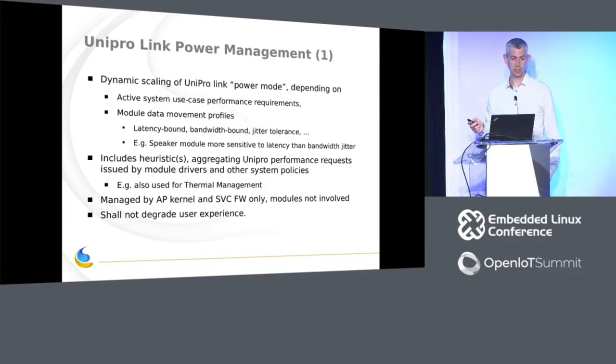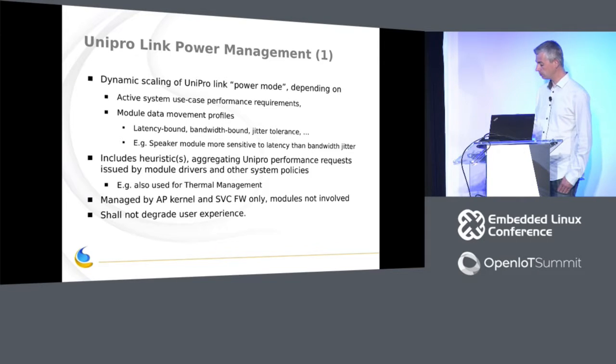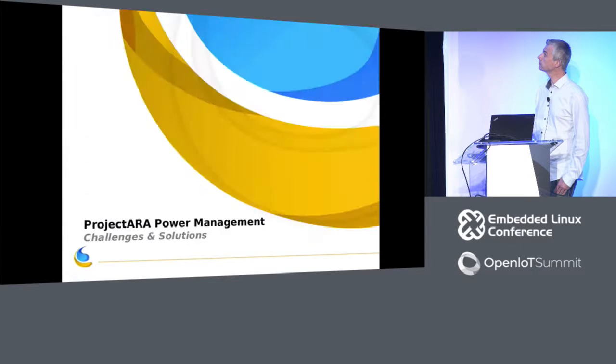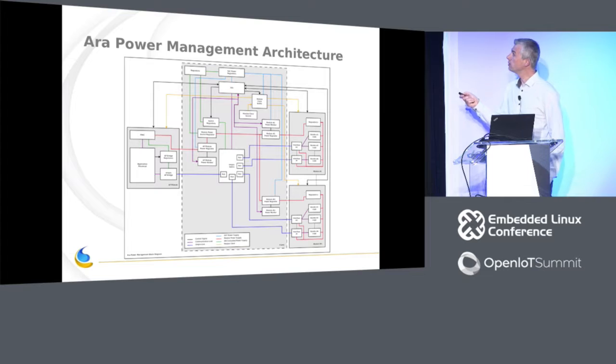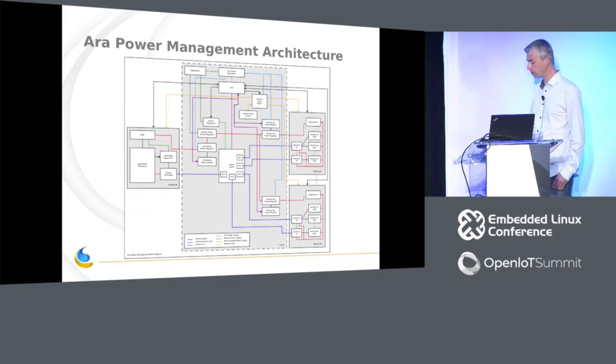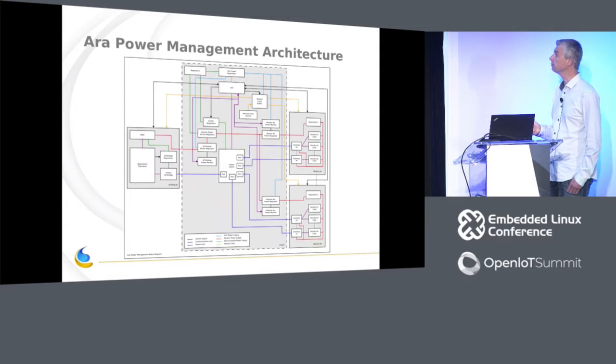And all these performance requests are aggregated again by a policy that is deciding. Because if we go back to the architecture, you see that there is a single link between the application processor and the UniPro network. So we need to aggregate all the requests for this module and for all the other modules, and this link must perform enough to provide the necessary bandwidth for all the other links. So that's why we need a policy for that, and that's where the complexity is, by the way.